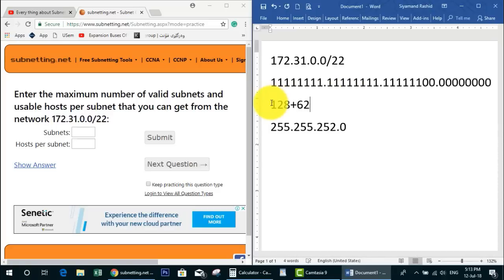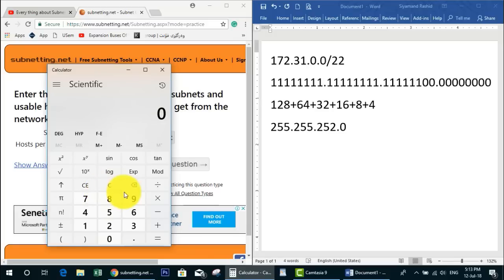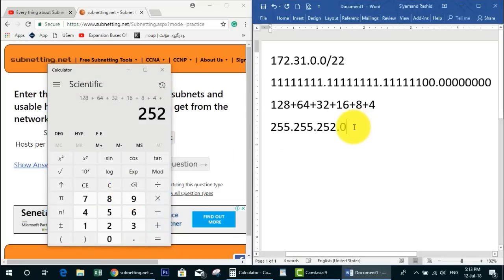128 plus 64 plus 32 plus 16 plus 8 plus 4. So this is 6 ones: 1, 2, 3, 4, 5, 6. If you get a calculator, 128 plus 64 plus 32 plus 16 plus 8 plus 4 equals 252. So our subnet mask is like this.